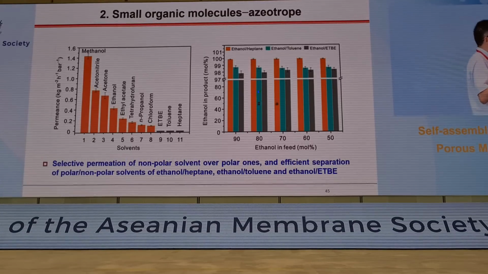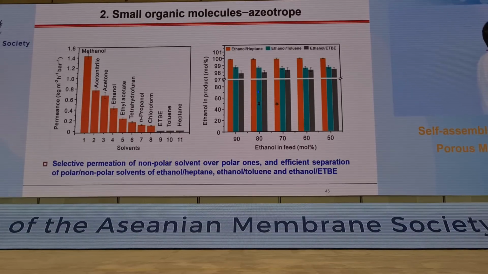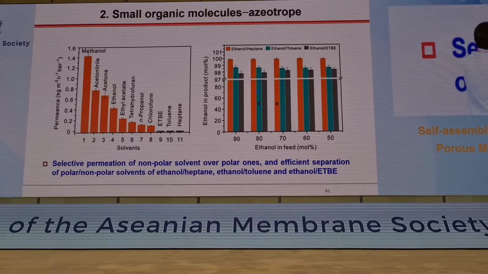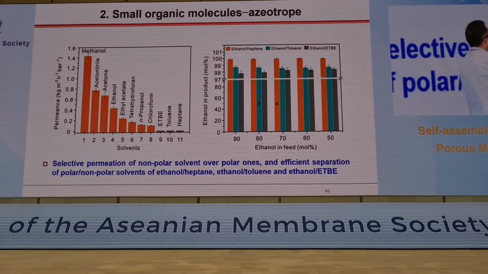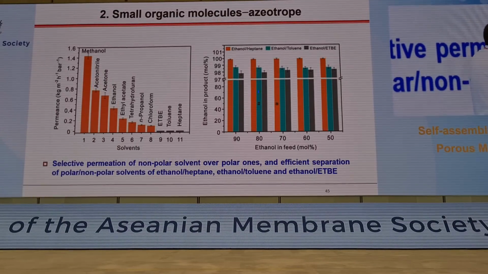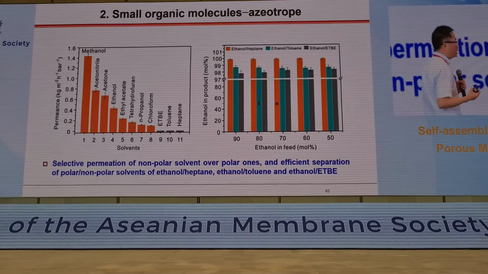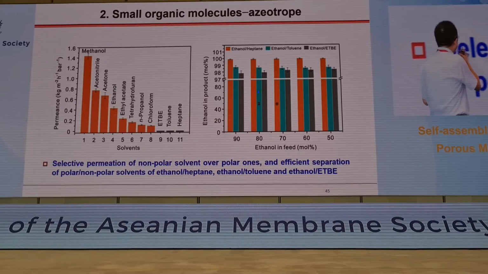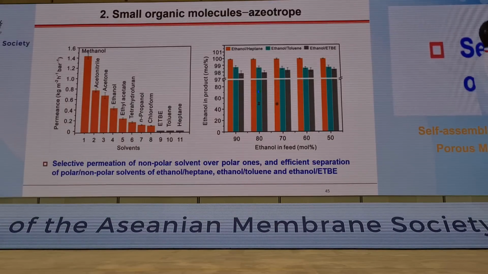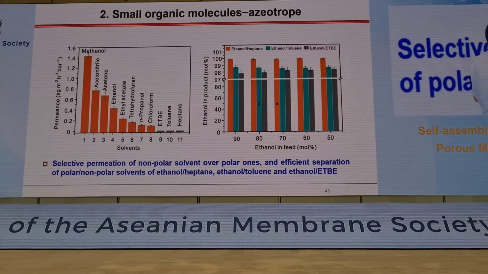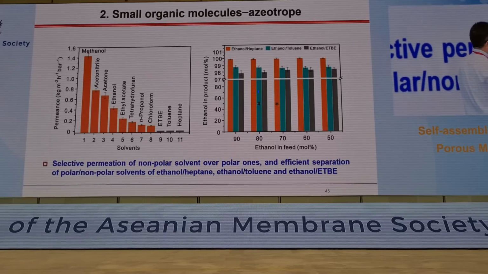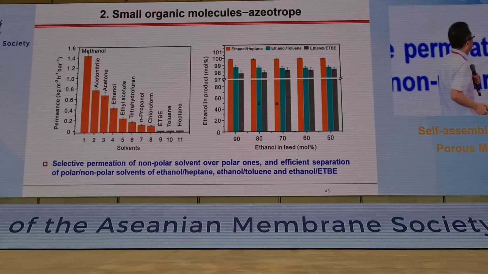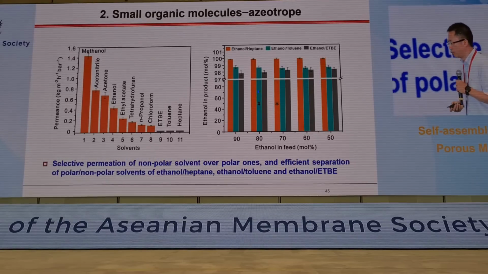We further tried binary mixtures of ethanol and heptane, ethanol and toluene, and ethanol and ethyl acetate systems. We successfully achieved efficient separation of the polar and non-polar solvents. For instance, in all these three systems, we found more than 99% ethanol selectivity in the products.